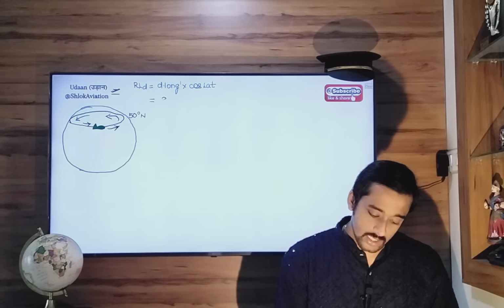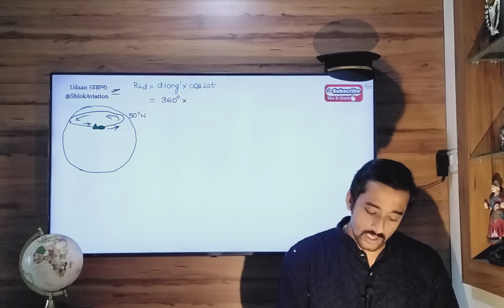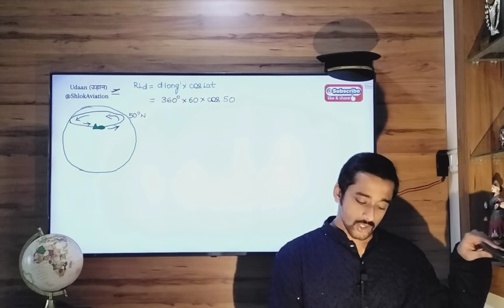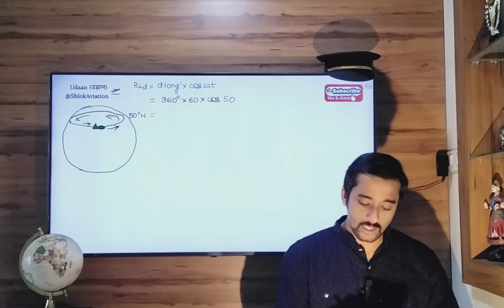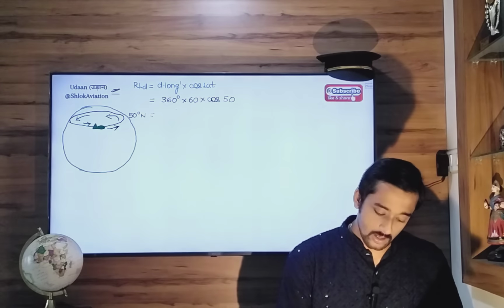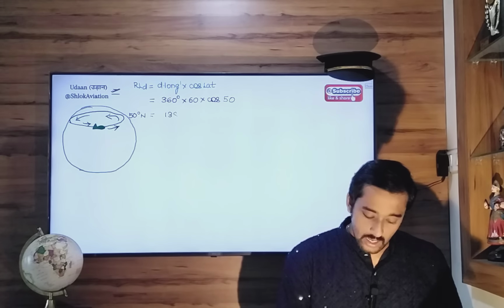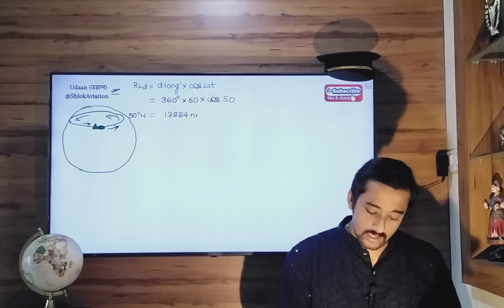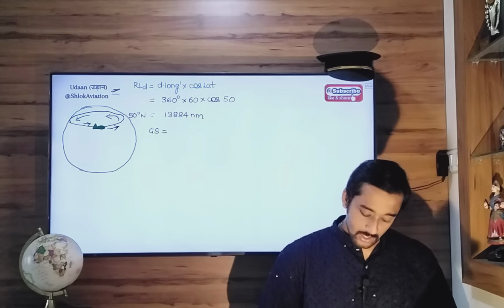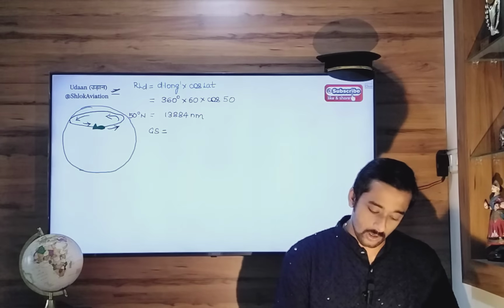So distance is 360° into 60 into cos of latitude, cos 50. So rhumb line distance will be equal to cos 50 multiplied by 360 into 60, 13,884 nautical miles. Now the ground speed is given to you. The ground speed of this particular aircraft is 340 knots.